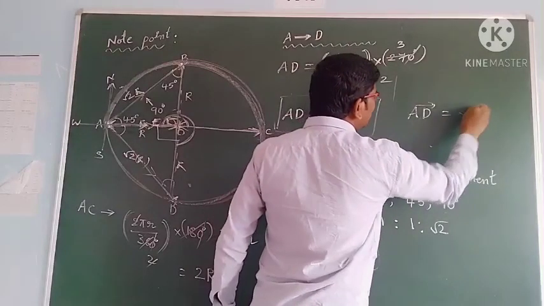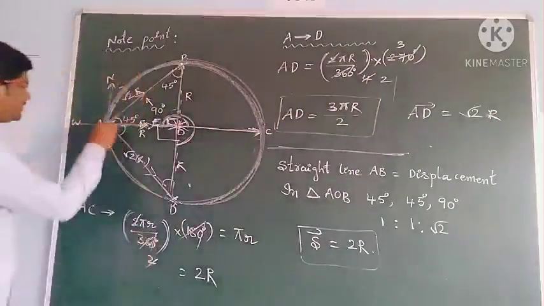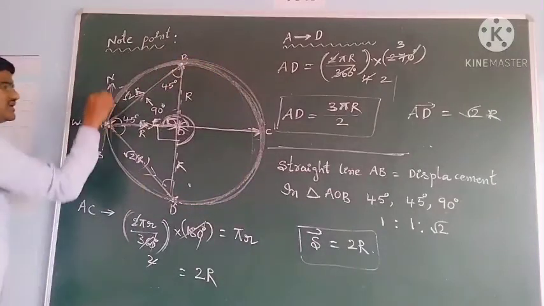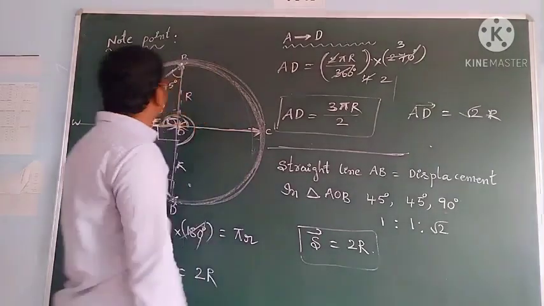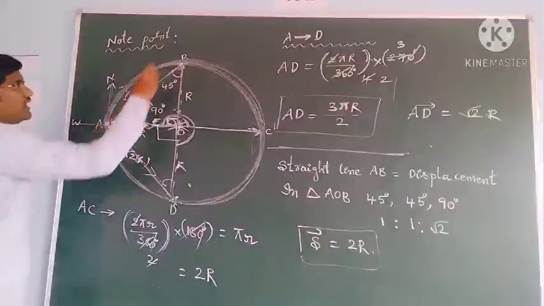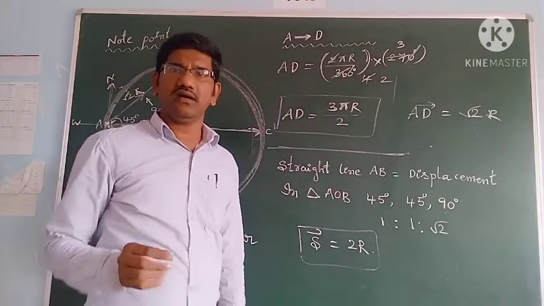So the A to D distance you got, and displacement A to D bar has magnitude root 2 into r. Okay, and if it starts at A and finally reaches A, the distance is 2 pi r, a complete circle, and the displacement is 0.